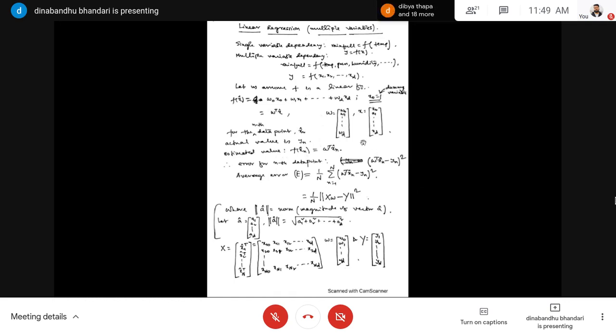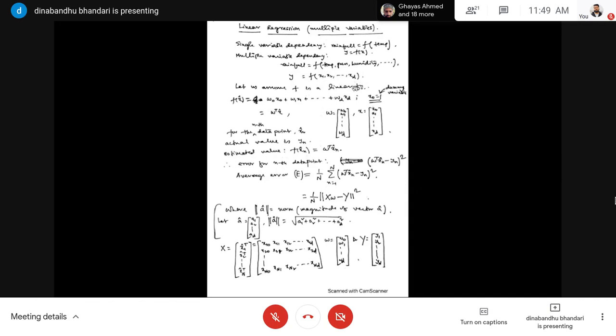Okay, now let me generalize it for several variables. Suppose rainfall depends on temperature, pressure, humidity, and several other parameters, and those parameters are x1, x2, up to xd. So y is equal to some function f of x1, x2, up to xd. So far, we have considered only one variable. Now, I am generalizing for multiple variables.